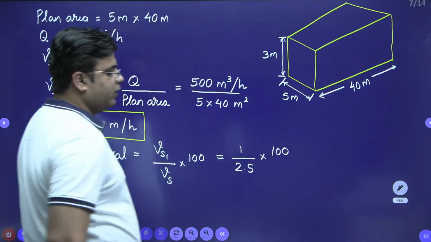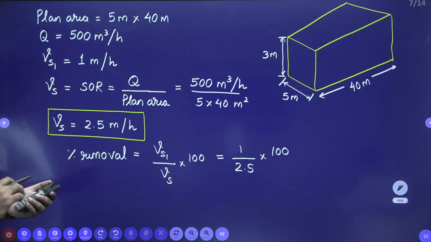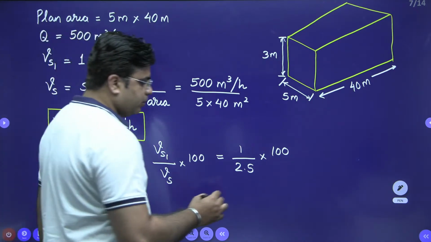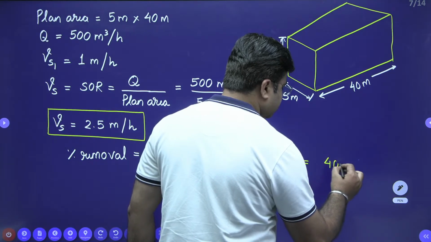From here you can calculate the percentage removal, right? So percentage removal I think comes out to be 40%. Percentage removal comes out to be 40%.